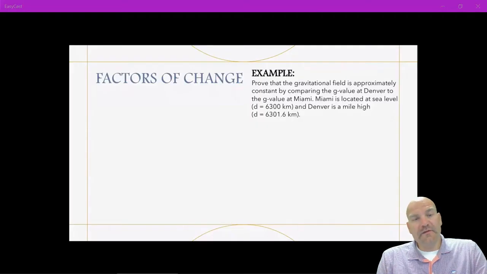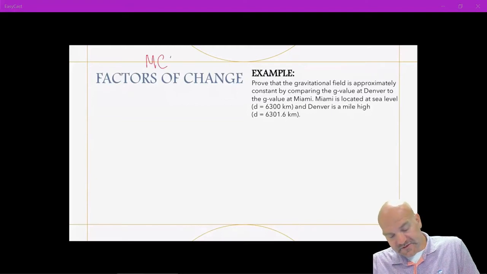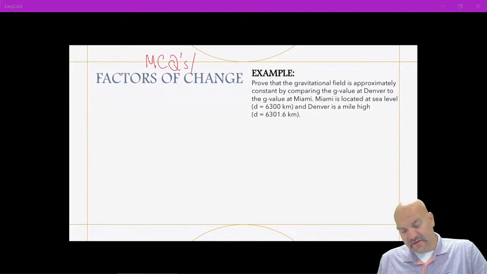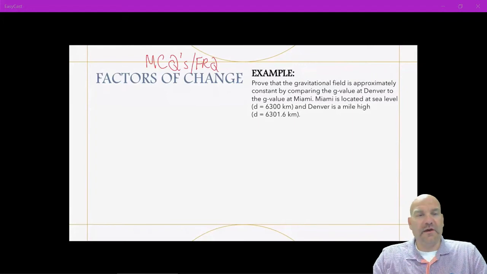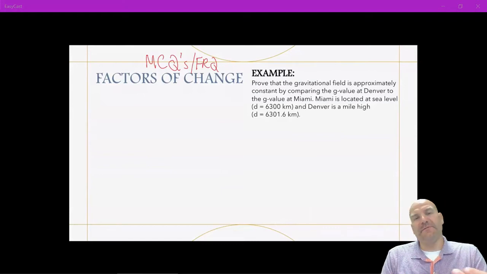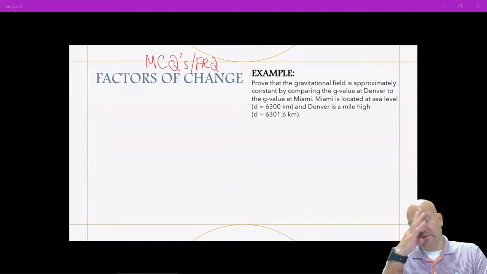Okay, so the next important thing is a method called factors of change. And factors of change really centers around the multiple choice questions. So these are type questions, and not to say that it's not also a free response question, but this is oftentimes when they'll ask you, like, what happens to the force if you double the mass? What happens to the speed if there's 5 times as much kinetic energy in there?